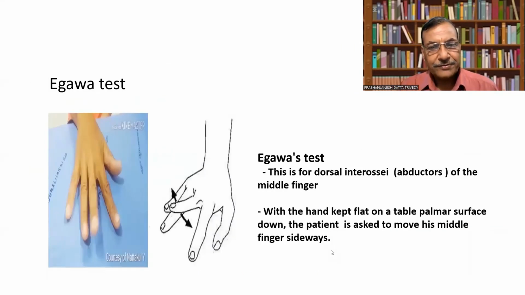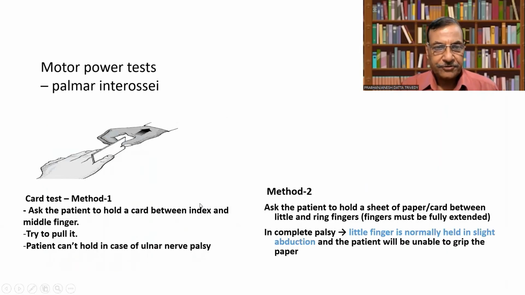Igawa's test is again the test for the dorsal interossei of the middle finger. With the patient's hand kept flat on a table with palm down, the patient is asked to move his middle finger sideways. It is like this. And then you can see the patient can move it. This is called Igawa's test.